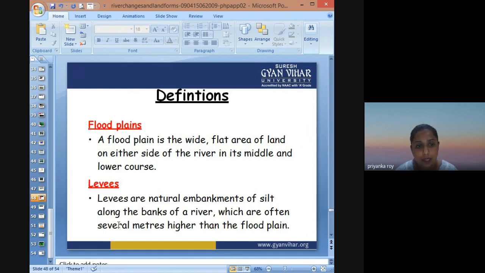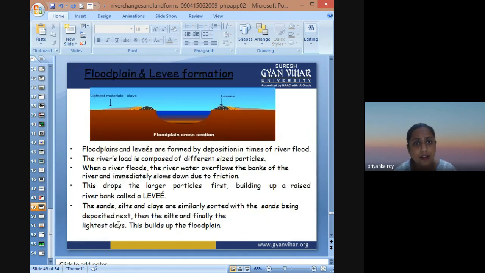Right. Now, let's understand what is a floodplain. A floodplain is the wide and flat area of land on either side of the river. In it, the middle and the lower course are also included. So levees are natural embankments of silt along the bank of the river, which are often several times higher than the floodplains. So floodplains and levee formations are basically formed by the deposition in the due course of time of the river.